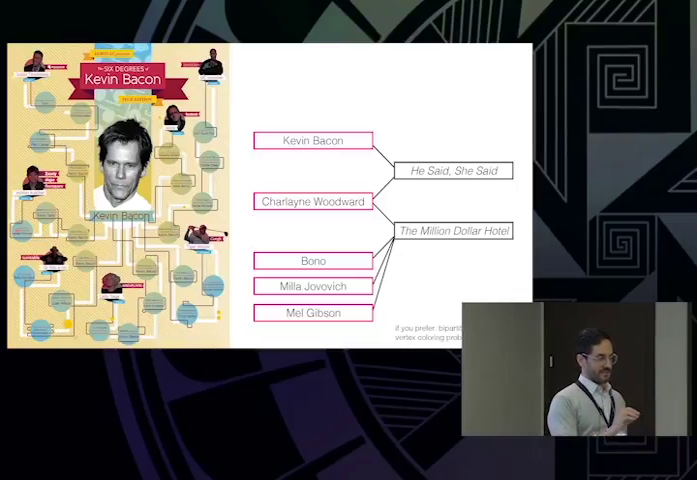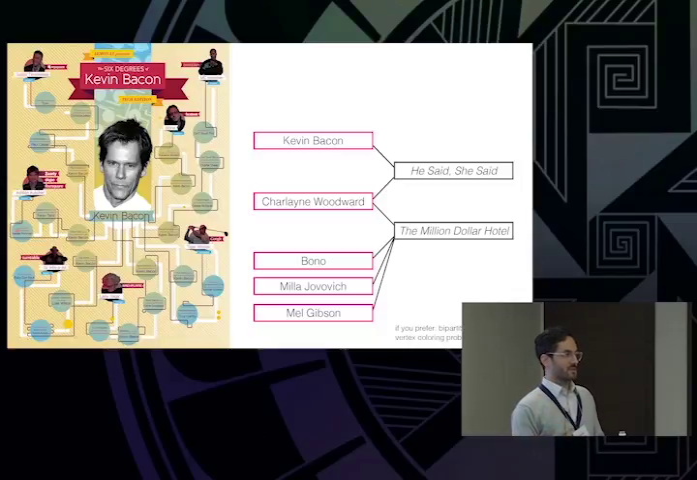When we look at 6 Degrees of Kevin Bacon, we're hopping from actor to actor through the movies, but we're not acknowledging the movies. There were other people in the $1 Million Hotel, right? So if you imagine taking this bipartite network and going back into the unipartite space where I'm just connecting actors, I would connect Bono to Mia Jovovich to Mel Gibson to Bono. In other words, I would create a triangle.